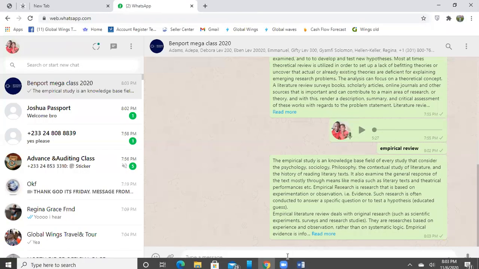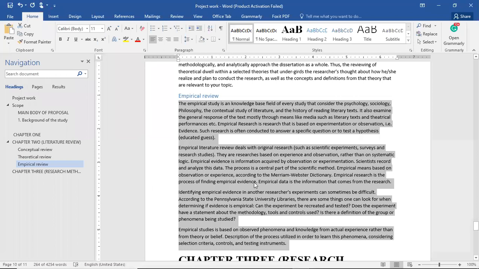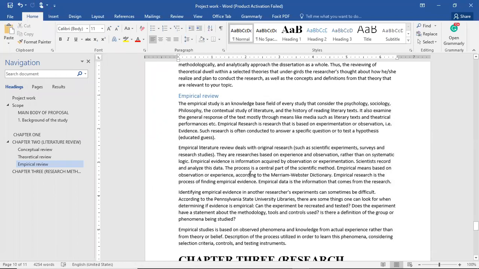Now, the empirical review. The empirical review or the empirical study is a knowledge-based field of every study. Now, when we are talking about empirical review, this is where we are going to talk about facts and figures. What you are saying must be backed by facts. If you are not backing it by facts, you are not saying anything.